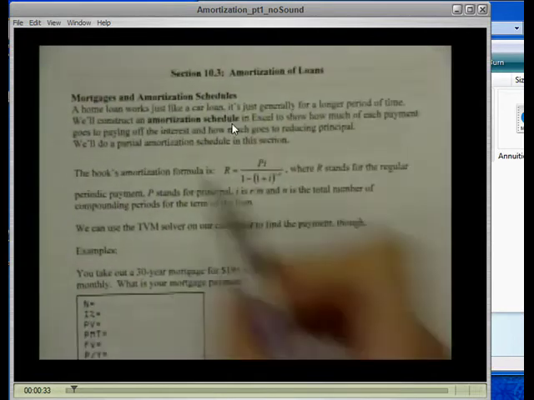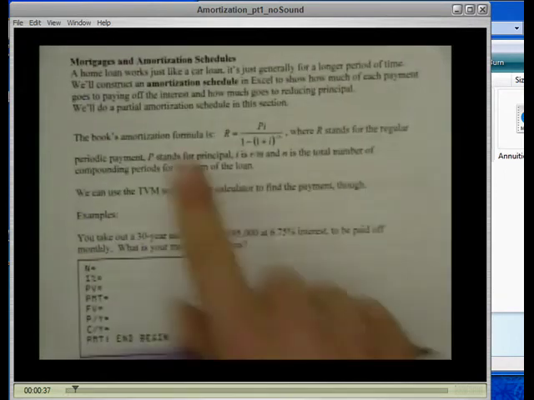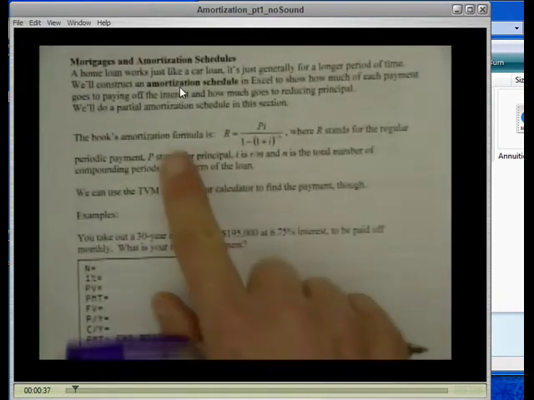So in amortizing, some of your payment goes to interest and some goes to principal. And we will construct what's called an amortization schedule in Excel for one of the activities to show how much of each payment goes to paying off interest and how much goes to reducing principal. We'll do a partial amortization schedule in these lecture notes as well.